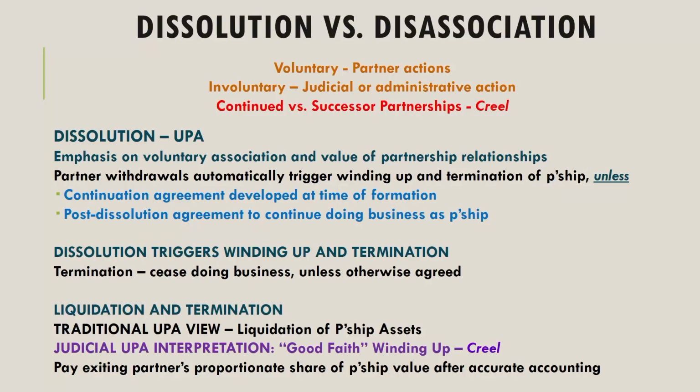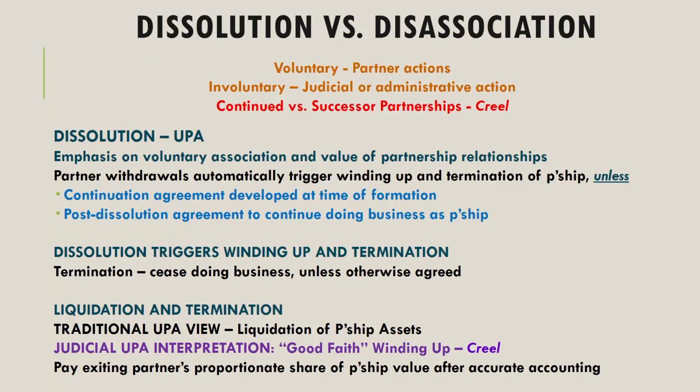All right? And then dissolution and disassociation. We talked about the fact that it can be voluntary in the partnership situation by partner actions. Involuntary, that's often the court is ordering or some kind of administrative action against you. And then Creel is a good example of this battle about what happens if people want to leave the partnership. So if you looked at UPA, there was automatically triggered dissolution of the partnership if one of the general partners wanted to leave, unless you had a continuation agreement at the time you formed it, or after the party decides they want to leave, you can all come to agreement on post-dissolution.